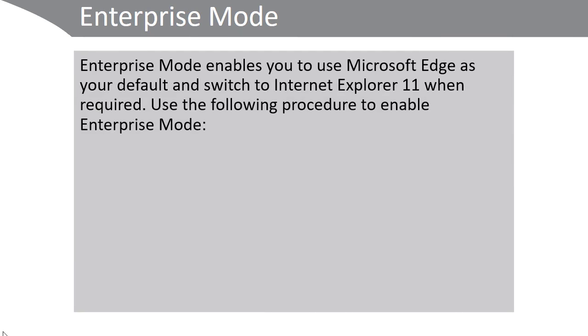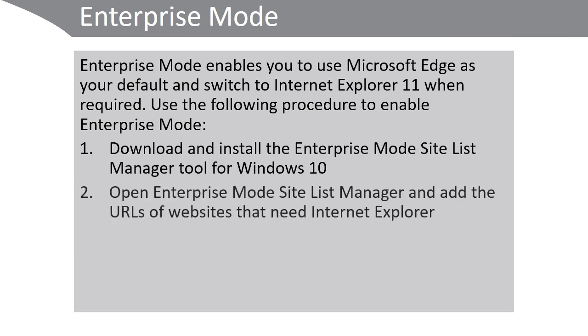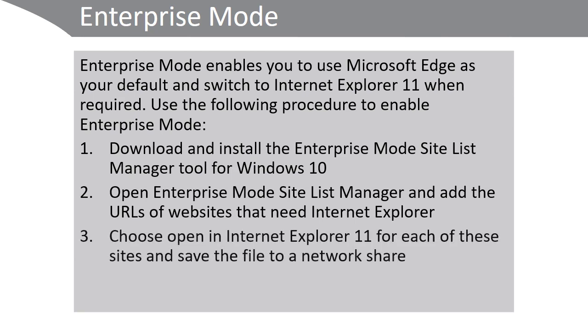Windows 10 also includes Internet Explorer. Some websites require Internet Explorer to display correctly. If you're using Windows 10 Enterprise, you can use Enterprise Mode to automatically switch from Microsoft Edge to Internet Explorer when required by certain websites. To do this, download and install the Enterprise Mode Site List Manager tool for Windows 10. Open Enterprise Mode Site List Manager and add the URLs of the websites that require Internet Explorer. Choose Open in Internet Explorer for each of these sites and save the file to a network shared folder.